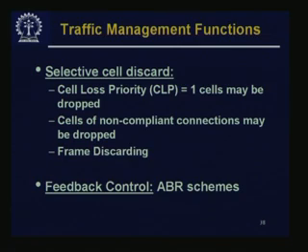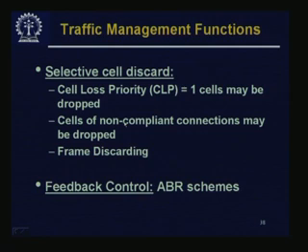Then there is selective cell discard, with a cell loss priority field called CLP. If CLP is 1, that means these cells may be dropped if the situation so warrants. This is something like an unspecified bit rate, which may have a very low priority and may be dropped. Cells of non-compliant connections may be dropped, and frame discarding, etc.